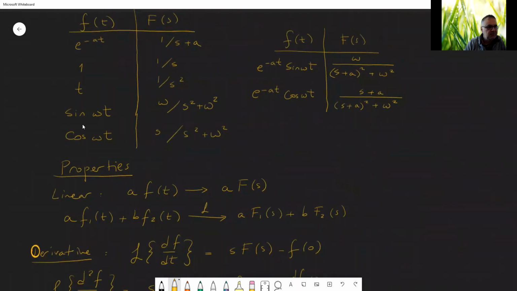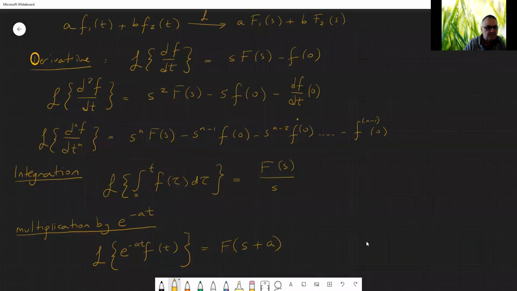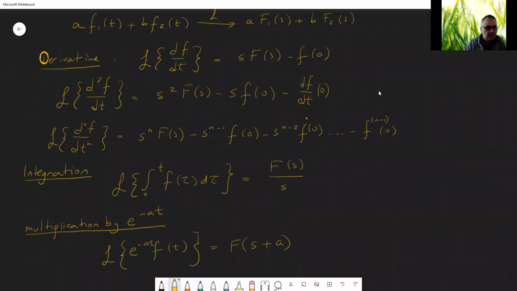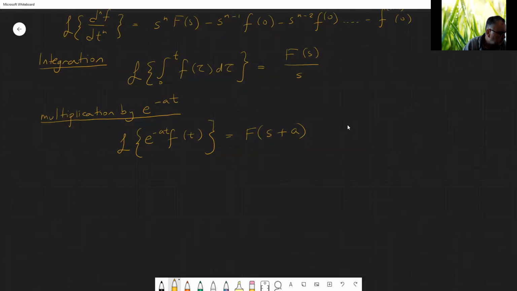You can see it from the sine and cosine functions, for example, here. In these examples, I have replaced s terms by s plus a, as you see, if you multiply by e to the minus at. Okay, these are the very basic properties which will be useful for us. There are a few more, but we will see them as we go on.